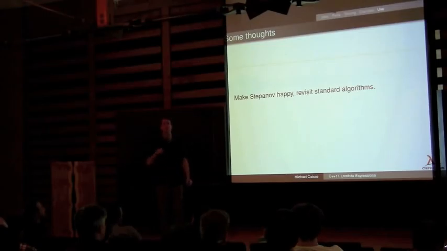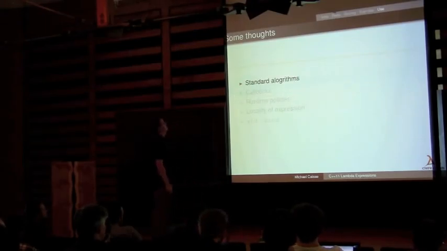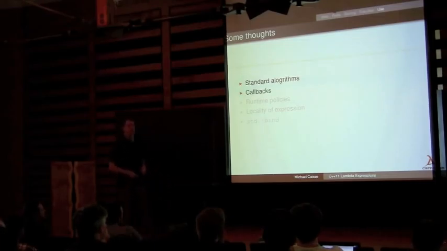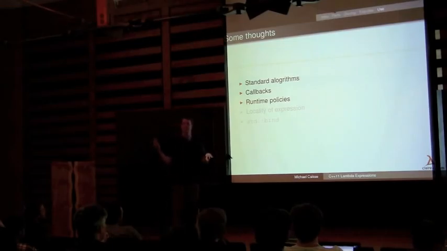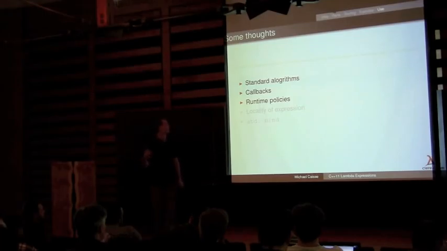So just go through and revisit all of the standard algorithms and look at which of these would work great with lambdas. That's like homework. All right, so standard algorithms. Callbacks would be a great place that you could use them. Runtime policies, right? Somewhere we kind of did that with the "am I done yet or not?" Places where you pass stuff in at runtime to make conditions, make changes and decisions about what you're doing.